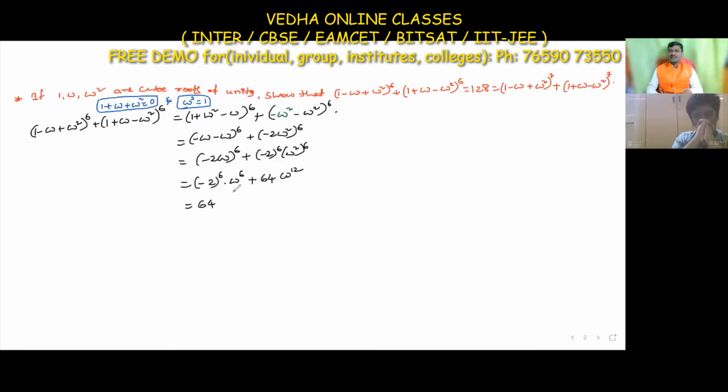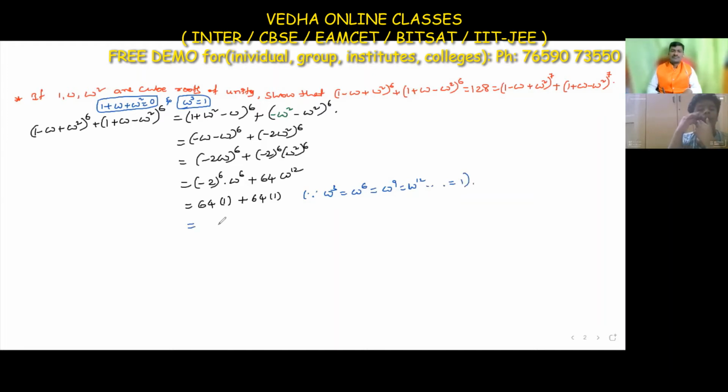We can write it as omega power 3 whole square. Omega power 3 is 1, so we get 1. So here 64 into this is also 1. How are we getting this? Since omega power 3, omega power 6, omega power 9, omega power 12, all these are equal to 1 itself.